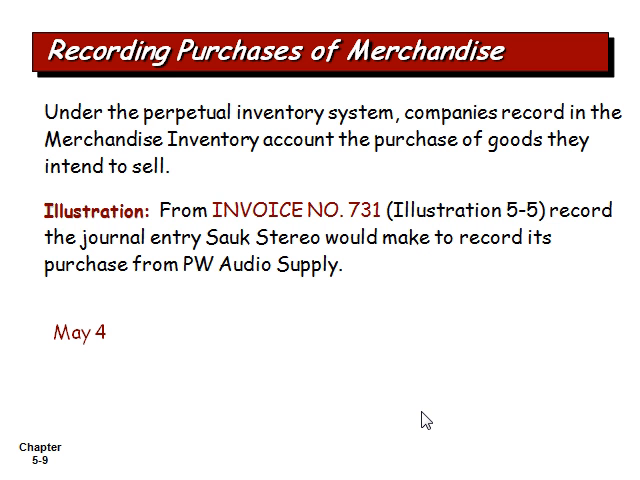Under the perpetual inventory system, companies record merchandise inventory in the merchandise inventory account when they purchase goods they intend to sell. Illustration from invoice number 731. Record the journal entry Sock Stereo would make to record its purchase from PW Auto Supplies. They would debit merchandise inventory of $3,800.